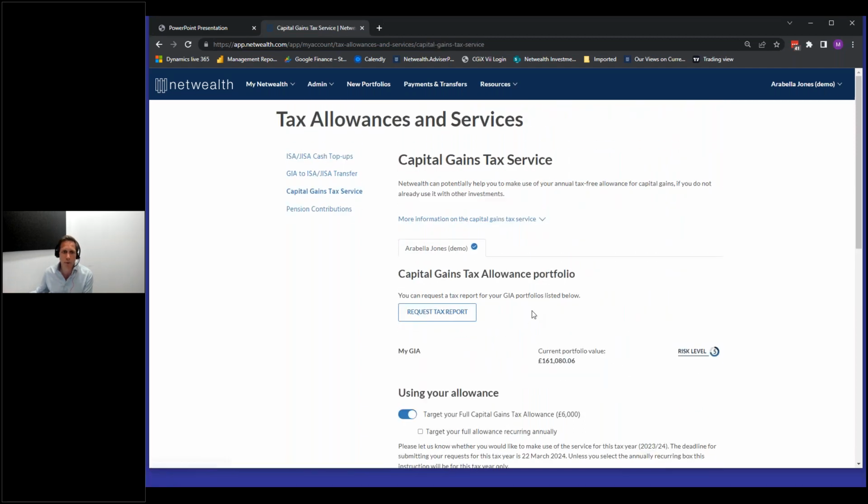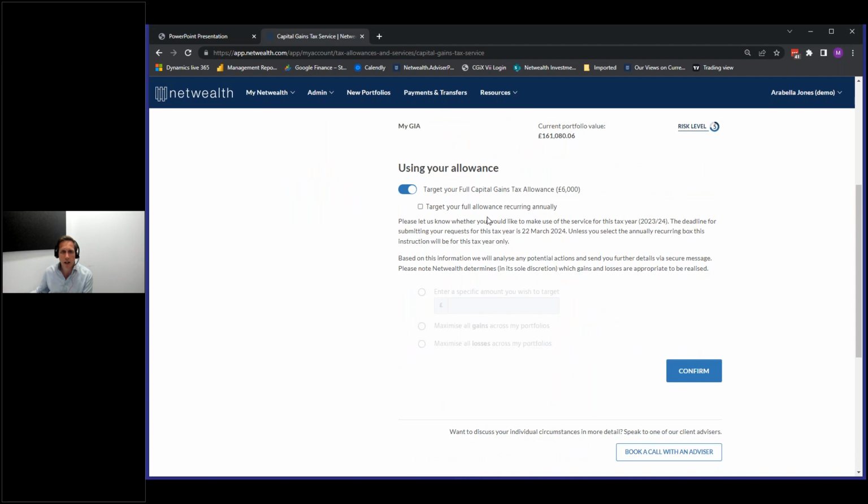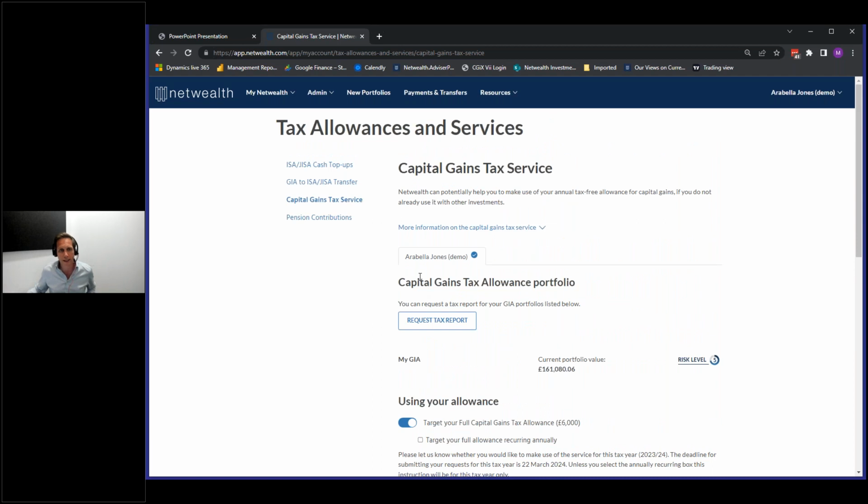Or you can sign up for our capital gains tax service where you can target using your full allowance, or you can set a specific level of gains or losses you'd like us to target. Perhaps you've got gains elsewhere you want us to try and offset with losses, and we'll do that at the end of the tax year for you as well.